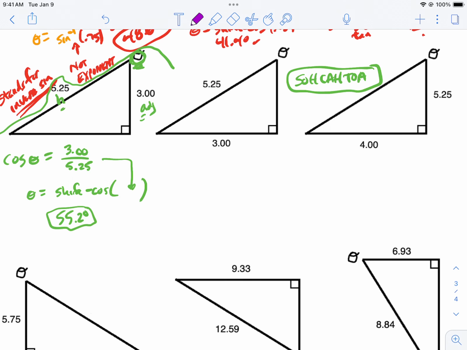So let's see this one. Here's my theta. You always have to figure out where your theta is. It's over there. With respect to that theta, this would be the opposite, and you can tell that's the hypotenuse. So OH, SOH, sine. The sine of that angle is 3.00 over 5.25. On my calculator, I'm going to do a shift sine of, and just shove that stuff right in there. Shift sine, 3 divided by 5.25, close my parentheses, equals, we got 34.8 degrees, rounding to 1 decimal place.